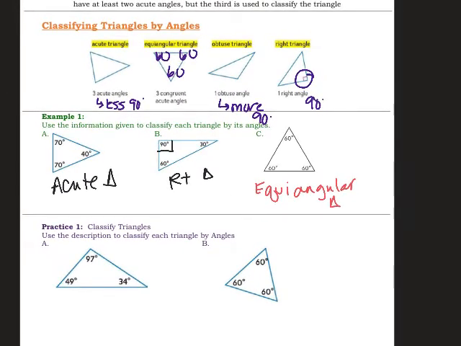All right, Mark, what'd you get for that first one? Obtuse. And Muhammad, what'd you get for the second one? Equiangular. Good. All right, so these are all based on angles.